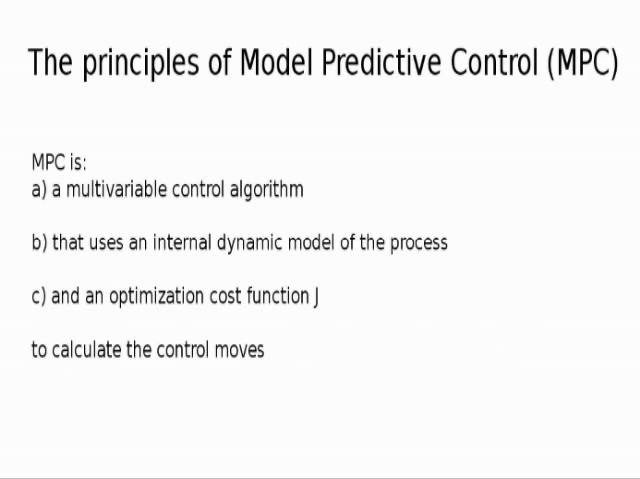Let's just go back to a previous slide to check our progress. We previously said that MPC is a multivariable control algorithm, and we have demonstrated the nature of the multivariable control problem with the shower model. And we also said that it uses an internal dynamic model of the process. We also demonstrated that with the shower model. And now we will move on to the optimization cost function J.